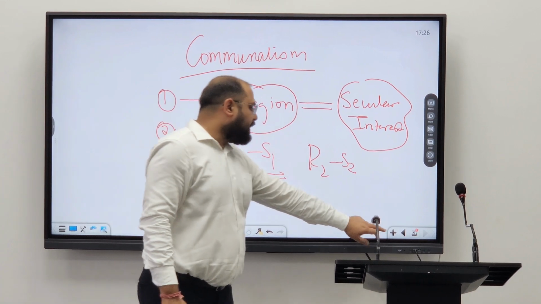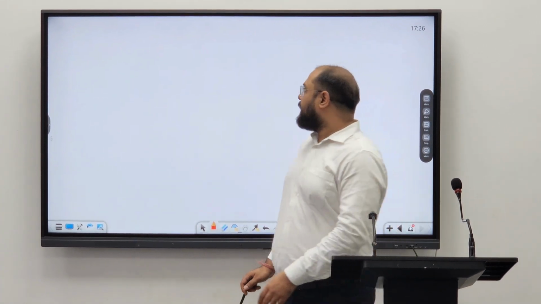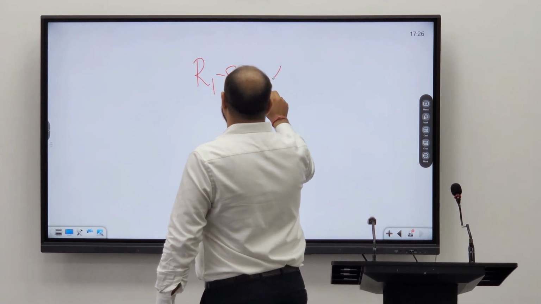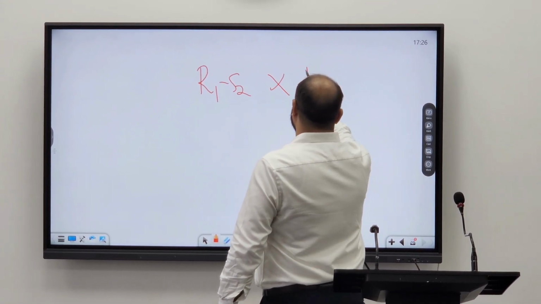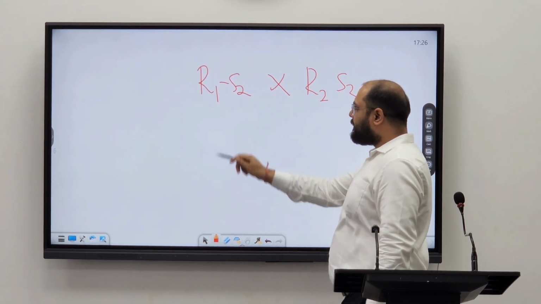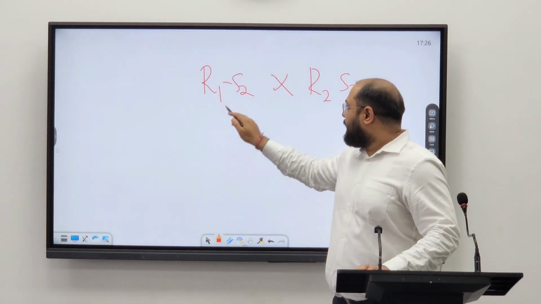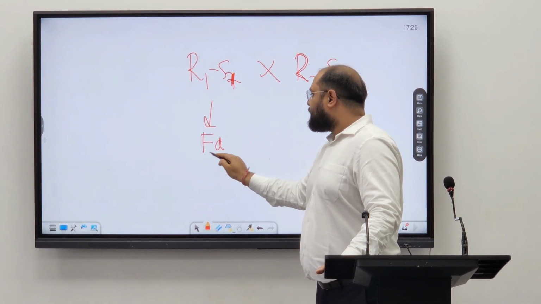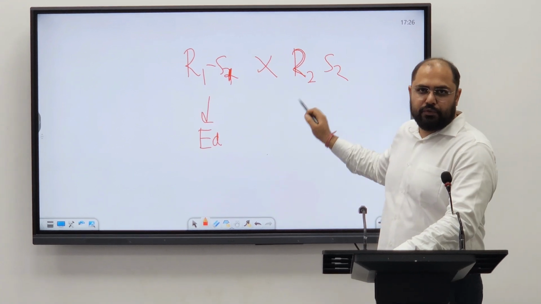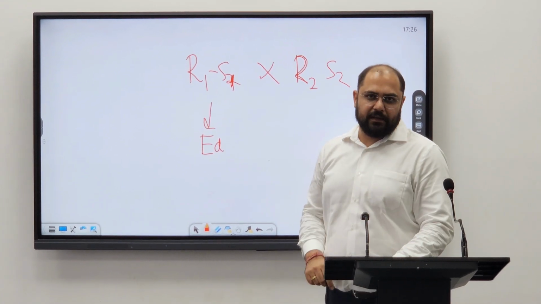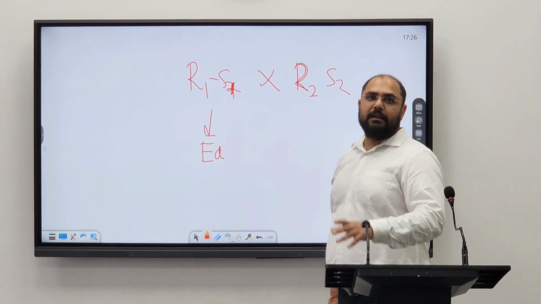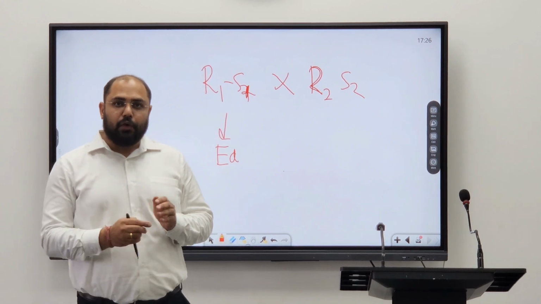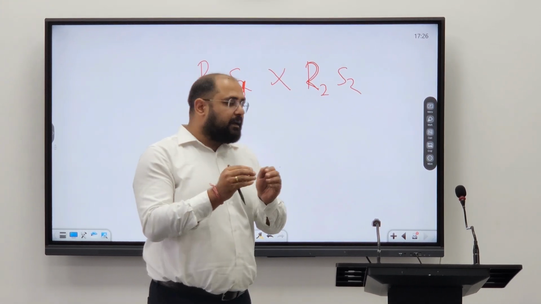Now the third stage of communalism states that religion one's secular interest is antithetical to religion two's secular interest. That means if religion one is demanding education, they can get education only by hampering religion two's prospect for getting education. So it is antithetical to the other religion. This is the model of communalism that we follow to define communalism in India.